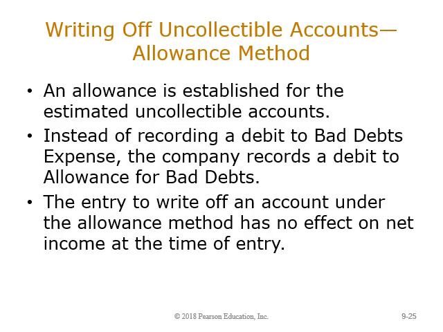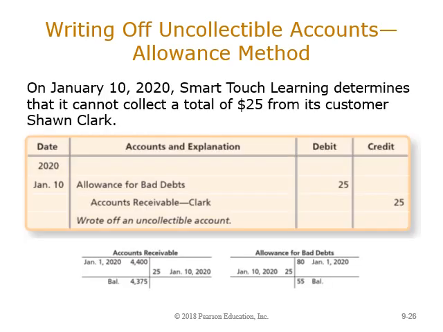Once again, when we're writing off those uncollectible accounts using the allowance method, we need to have a way to establish that allowance. There are a couple of different ways that we do that. Instead of recording a debit to bad debt expense, the company records a debit to the allowance for bad debts. The entry to write off an account under the allowance method has no effect on net income at the time of entry. That's the big point here: we don't want it to have an effect on our net income for the period.